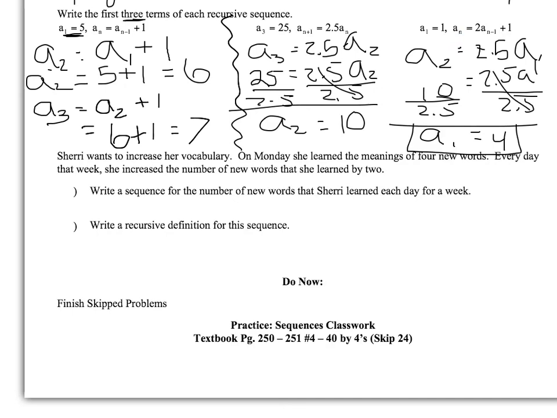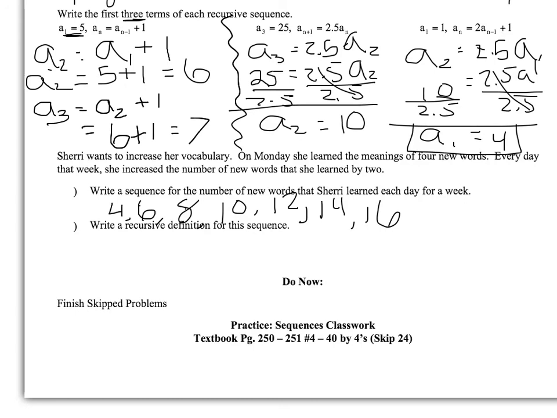Well, the sequence she learned, she started out with 4 words. If she increased by 2 words the next day, she went to 6 words. And then the next day, 8 words, 10, 12, 14, and 16. And we're going to stop there because that's 7 days in a week.